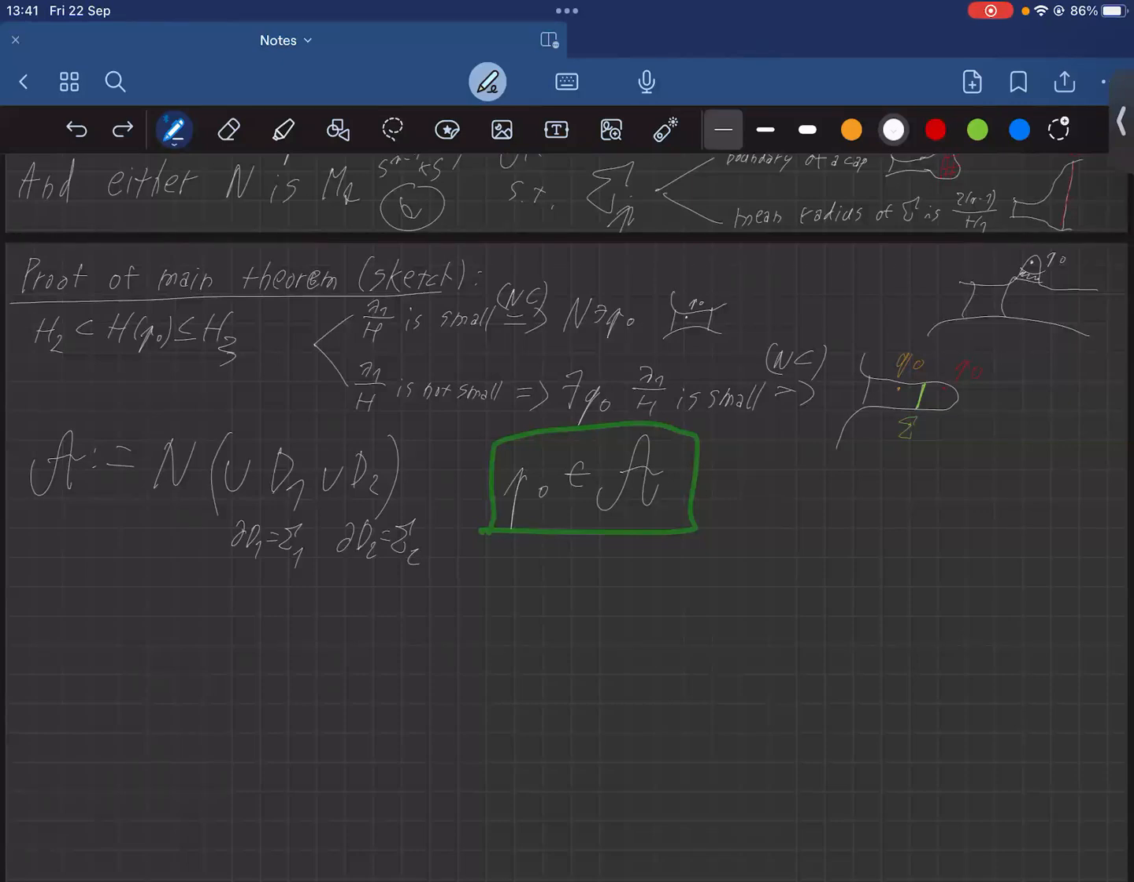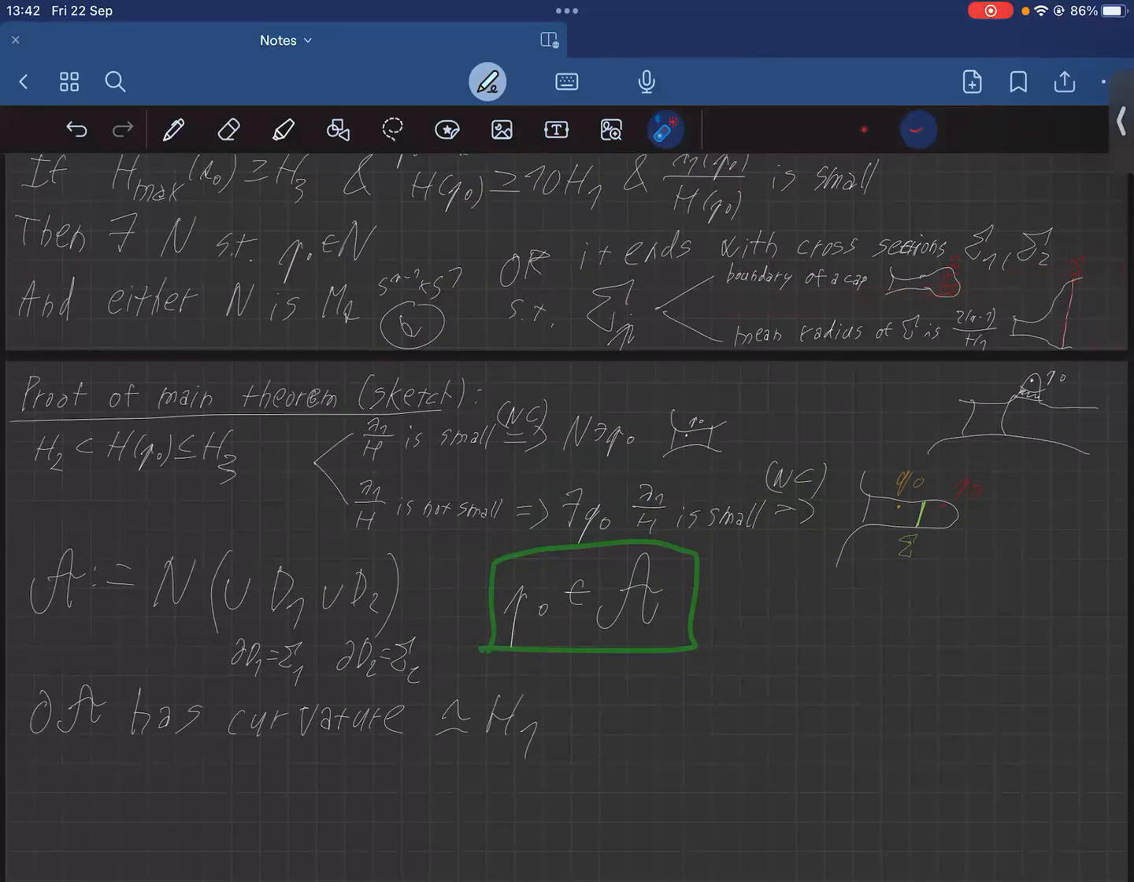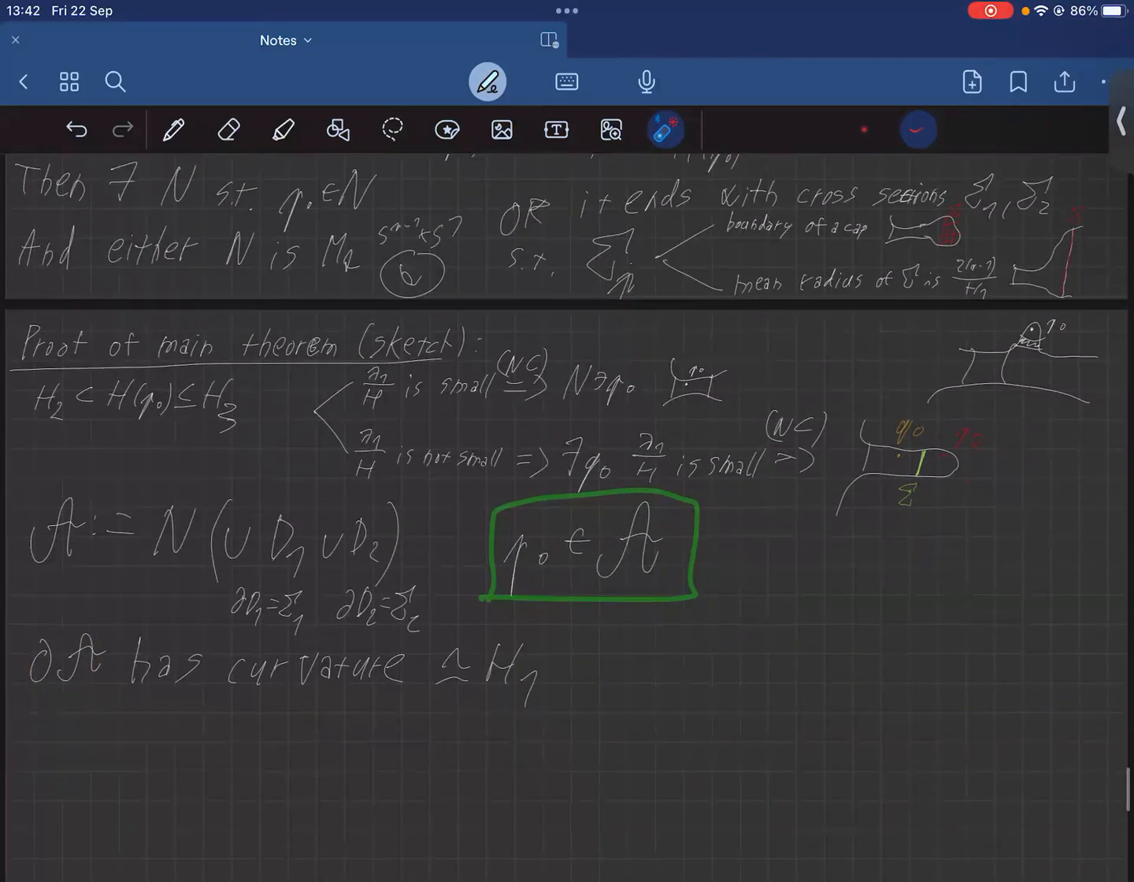I guess one remark, the boundary of A has curvature approximately H1, right? Because we know that A, defined right here, is just our neck N with some disks attached. So either the disk is attached and there is no boundary, which is this case, or we are in the second case of our lemma, and the radius is too high so that our curvature has dropped, and we have curvature comparable to H1. So that this exactly ensures that we can do the surgeries at the boundary of our regions A.